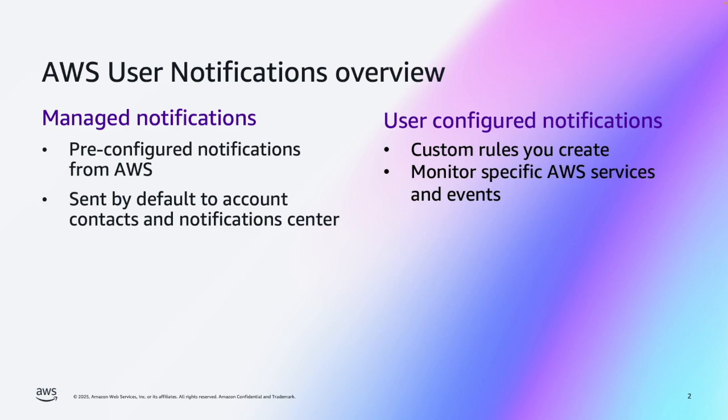User-configured notifications are custom rules you create to monitor specific AWS services and events. They are built on top of Amazon EventBridge events. They use the same event rule structure as EventBridge, provide granular control over monitored services and events, and support time-based aggregation. In this demo, we will focus on managed notifications.